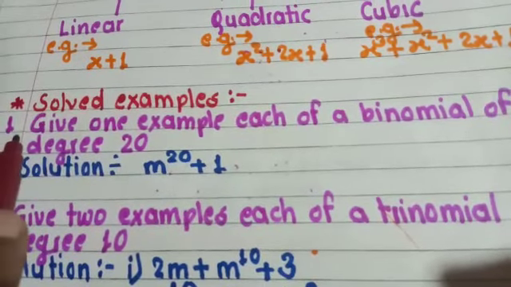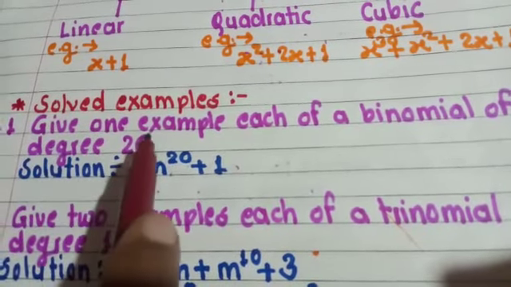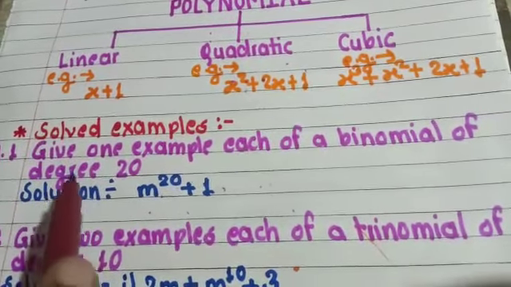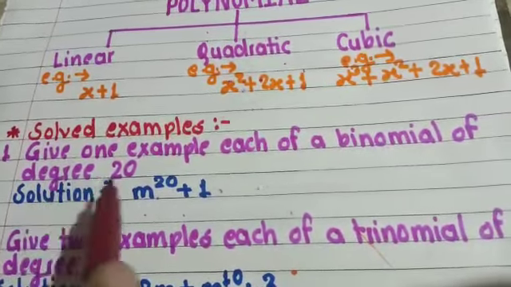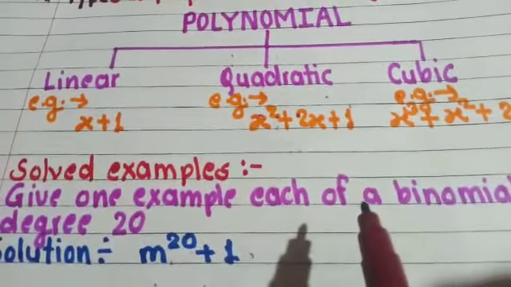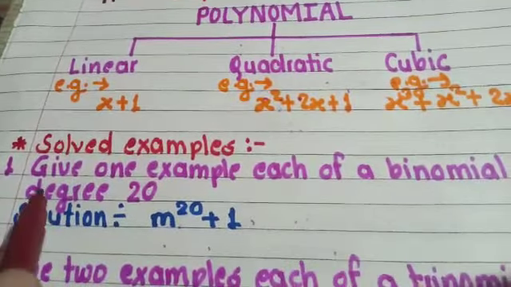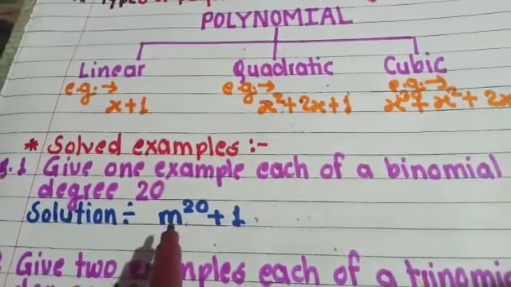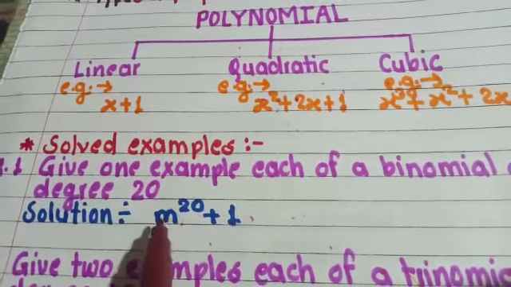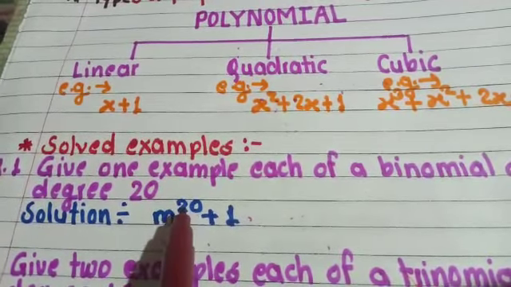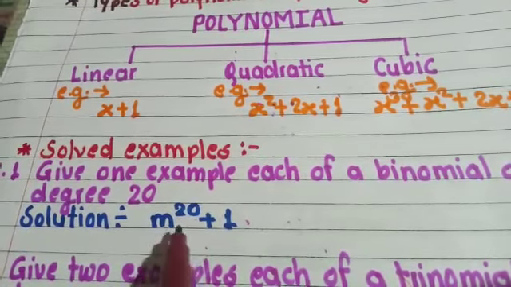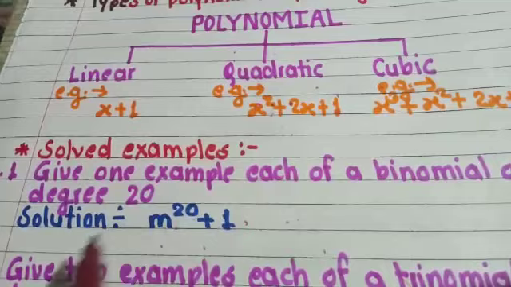So question number 1, see how it is given. Give one example of a binomial of degree 20. In the solution, we have to find a polynomial which is a binomial and has degree 20. Binomial means two terms. So m plus 1, these are the two terms, so it is binomial, and m has the power 20, the highest power, so that's why it is m raised to 20 plus 1. This is the required polynomial.